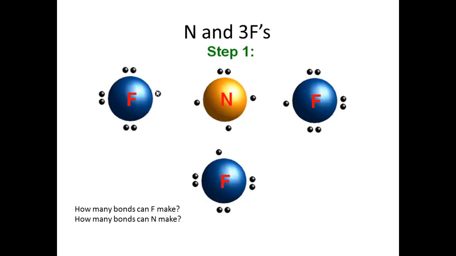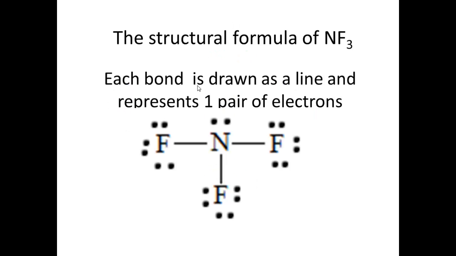This is posted from last class, so just look at that video or just sketch it now. Nitrogen can bond 3 times, fluorine can bond once. That's why NF3 forms in the ratio of 3 F's and 1 N. That's the structural formula for NF3. Each bond is a line, and that represents a shared pair of electrons, 2 electrons for each line.